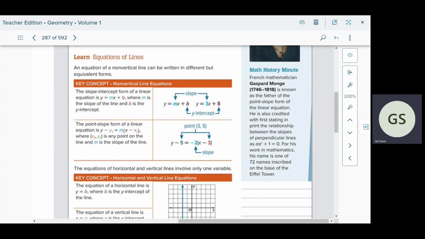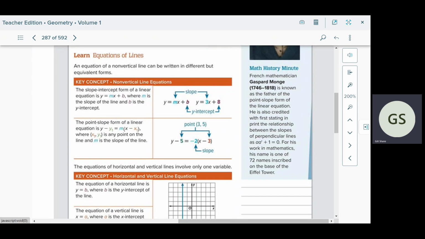I'm not going to spend a whole lot of time on this, but here's the point slope form. Right here, you see it says the point slope form. So this 5 and this 3 is an x and y value that is on the line. Any point on the line. I could have picked any point on the line anywhere and made that this number and this number.